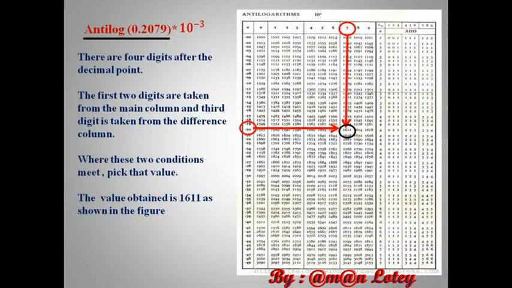Let us calculate the value of antilog 0.2079 into 10 raised to power minus 3. There are 4 digits after the decimal point. The first 2 digits are taken from the main column and the third digit is taken from the difference column. Where these 2 digits meet, pick that value. The value obtained is 1611 as shown in the figure.